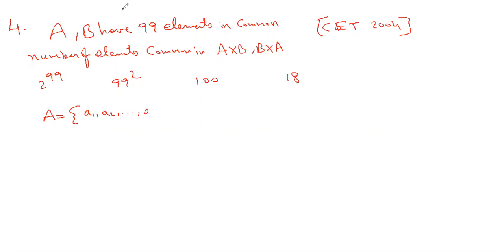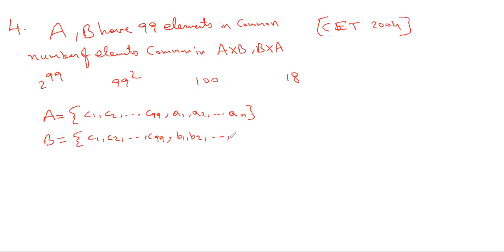Okay, let me call that common element as C. They told us 99 elements are common. So C1, C2, and so on, C99, and A1, A2, and so on, An. Suppose A contains n plus 99 elements. B equals, again, C1, C2, and so on, C99, and B1, B2, and so on, Bn. Right?